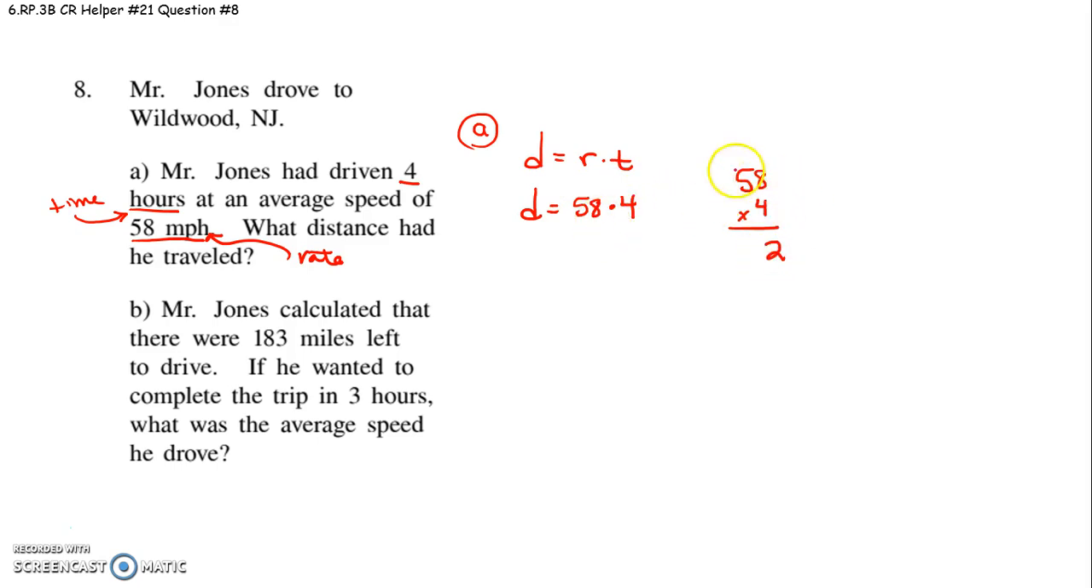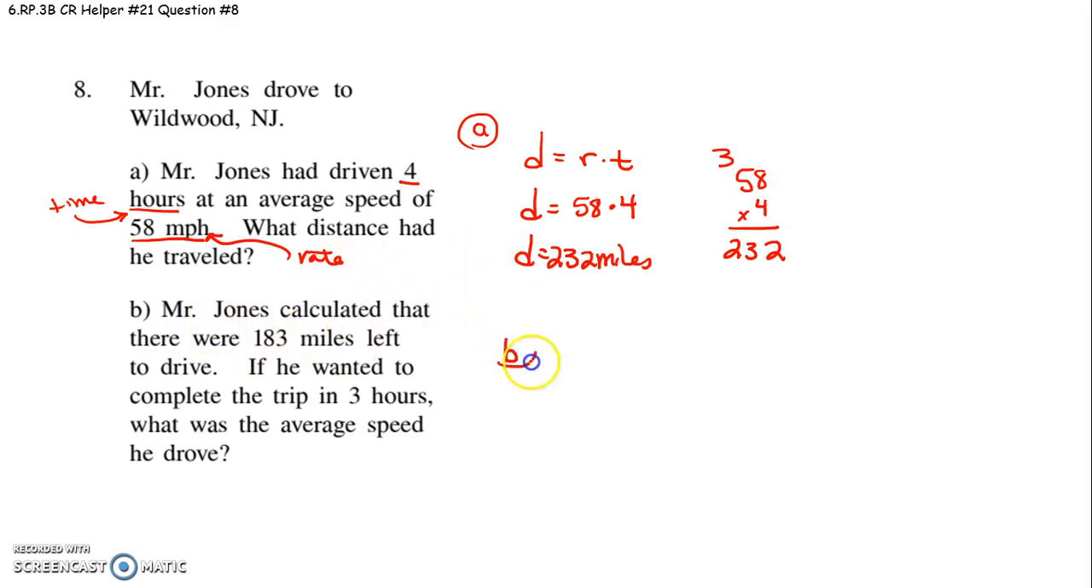8 times 4 is 32. Put down a 2, carry a 3. 4 times 5 is 20, and 3 more is 23. So your distance is 232 miles for part A.